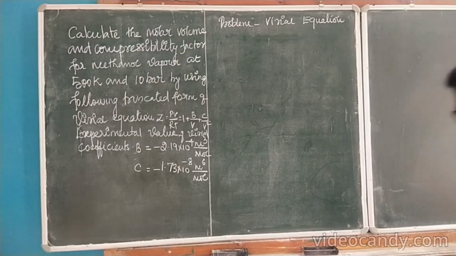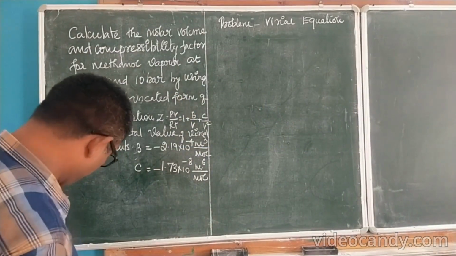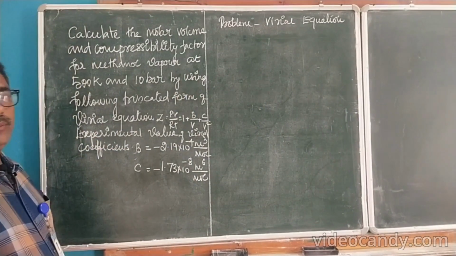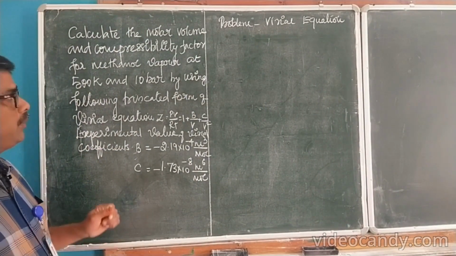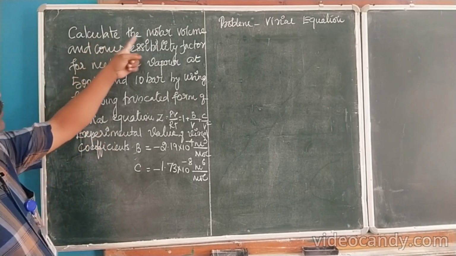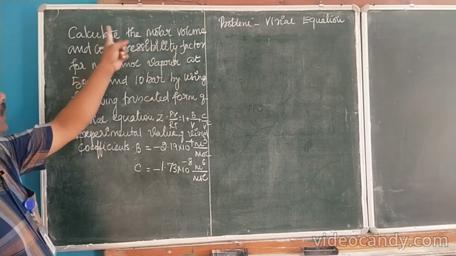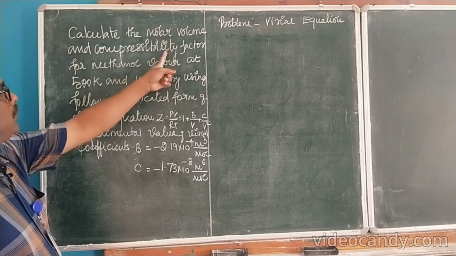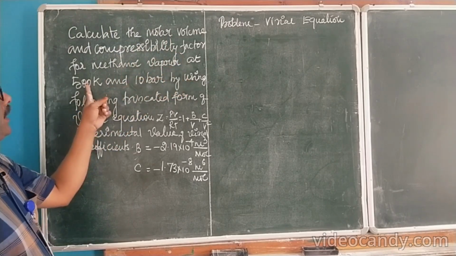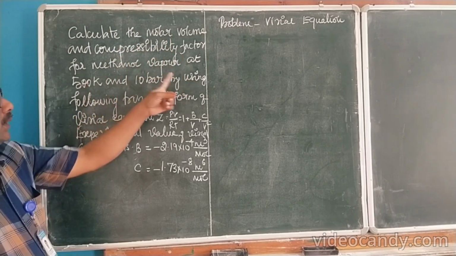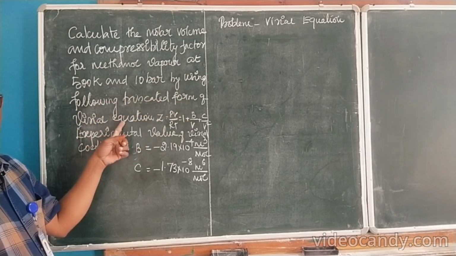Good morning, students. Today I am going to solve a problem. The problem comes under the category of Virial equation. Calculate the molar volume and the compressibility factor for methanol vapor at 500 degree Kelvin and 10 bar using the following truncated form of Virial equation.